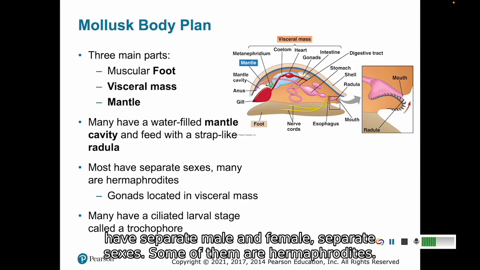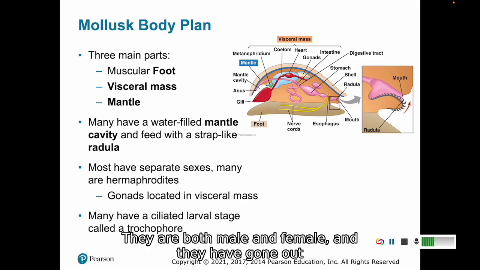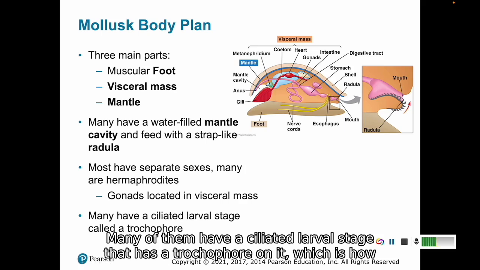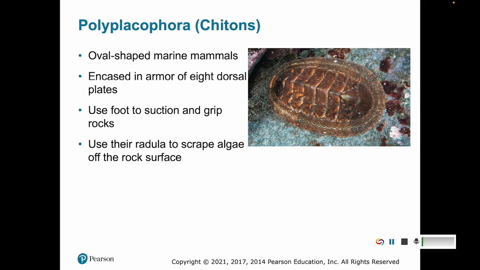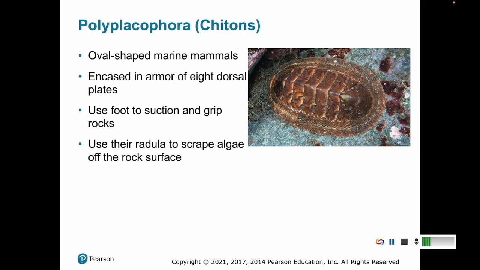Some of our mollusks have separate sexes, male and female. Some of them are hermaphrodites. They are both male and female. And they have gonads within their visceral mass. Here it's shown in this area here. Many of them have a ciliated larval stage that has a trochophore on it, which is how they fit into the Lophotrochozoan clade. So we're going to go through these 4 different types of mollusks that we have.